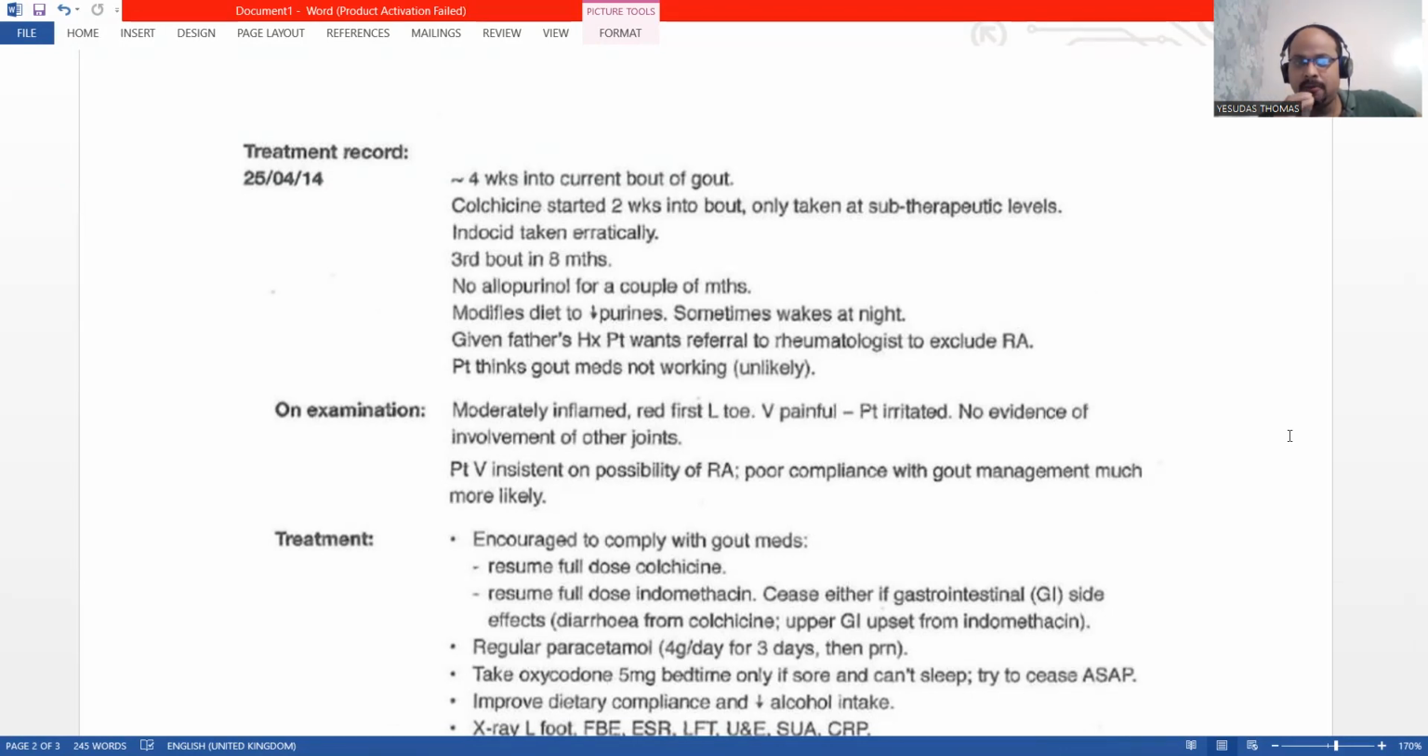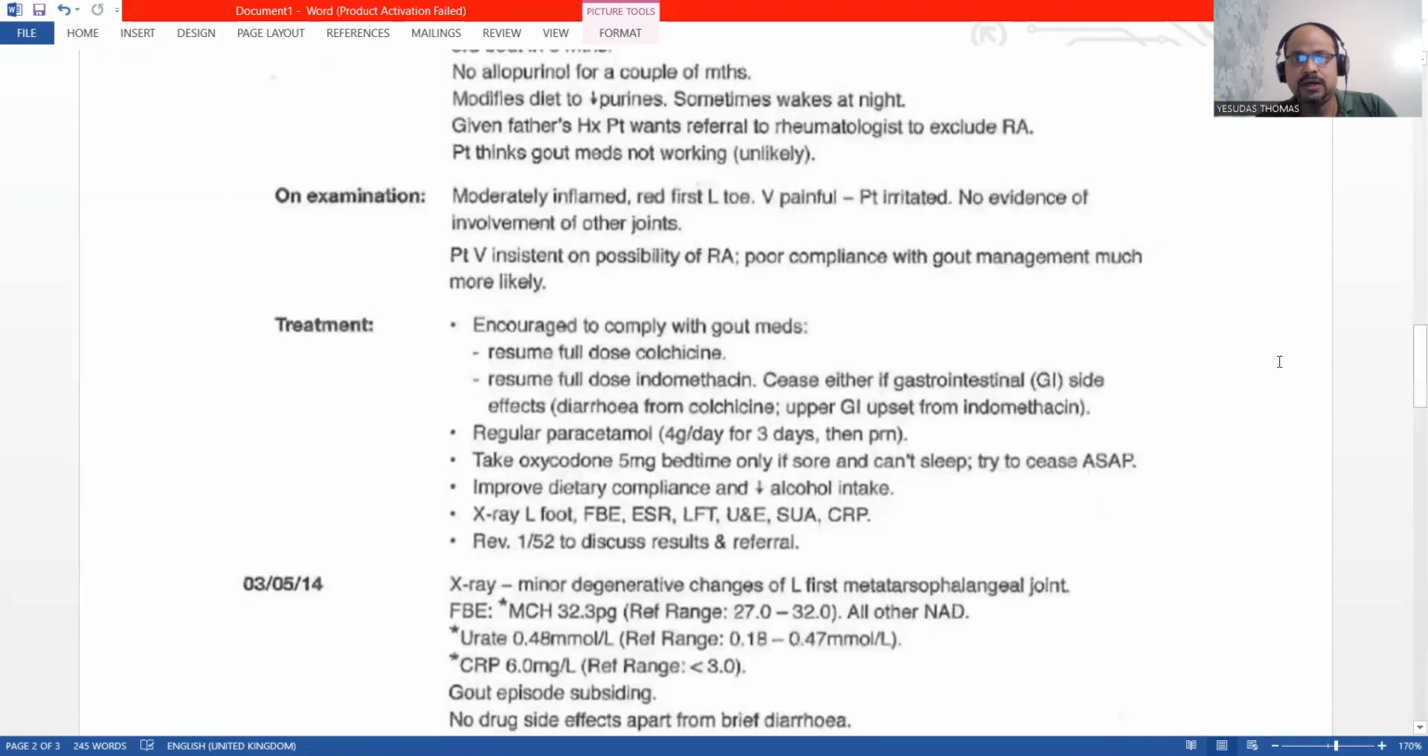And he was not taking allopurinol for a couple of months too. So even though he tells that he modified his diet with reduced purines, what we have to consider here is that when he came, he was into the 4th week of the current bout of gout, and the medicines were not taken properly. Now, these are important. Now we have to see that on examination we confirm the poor compliance with gout management.